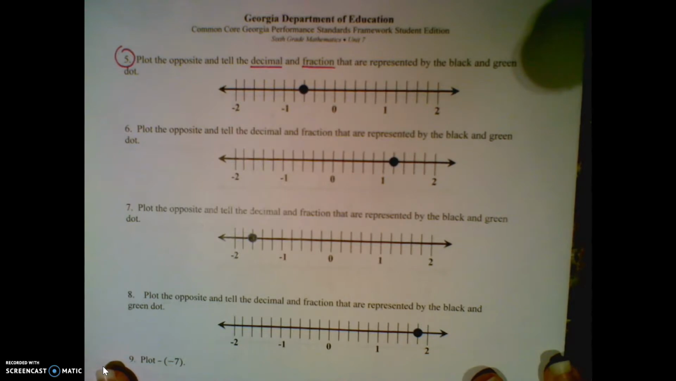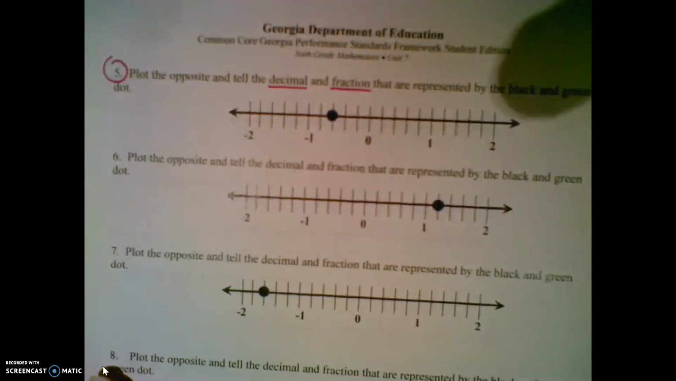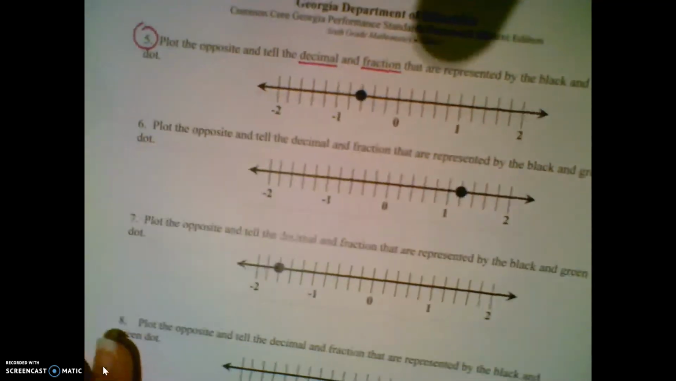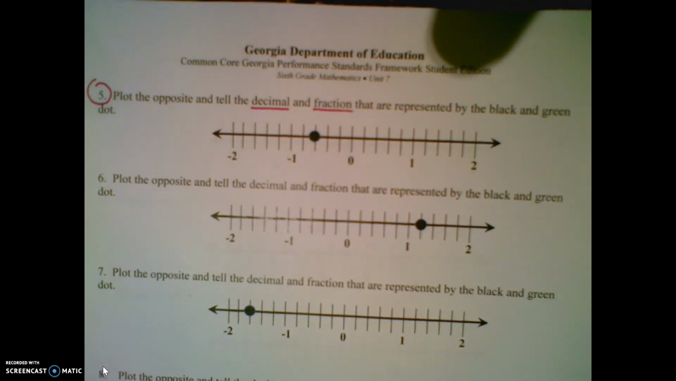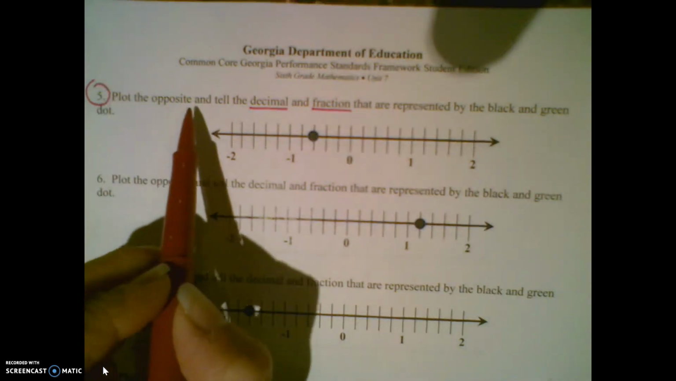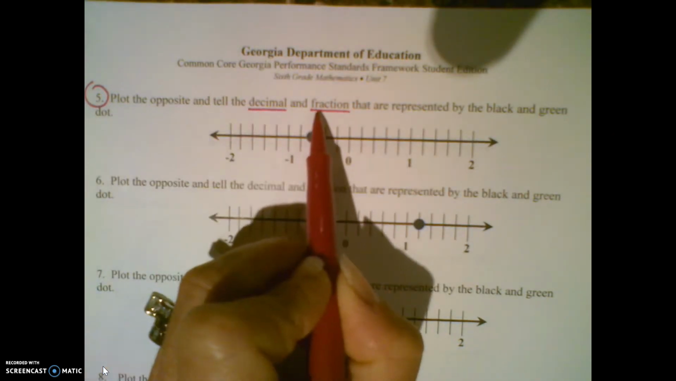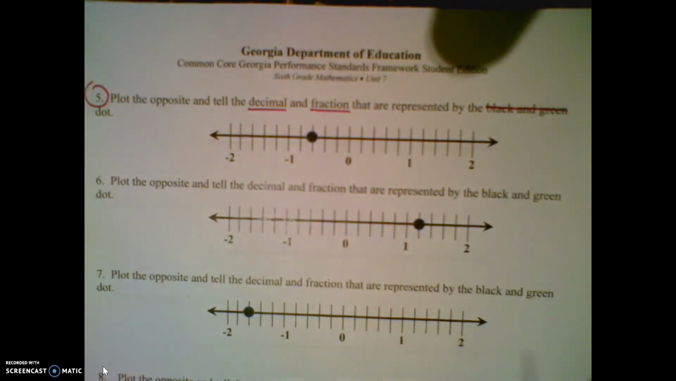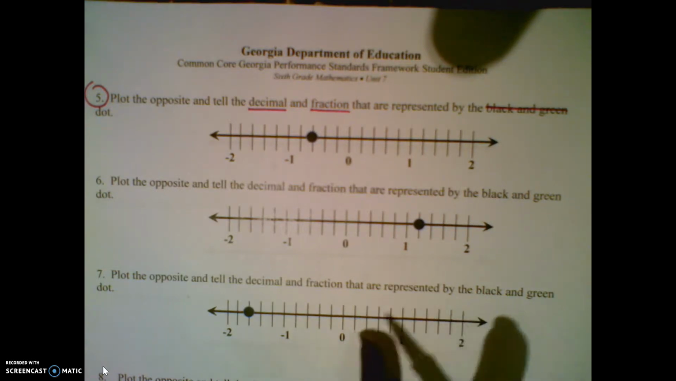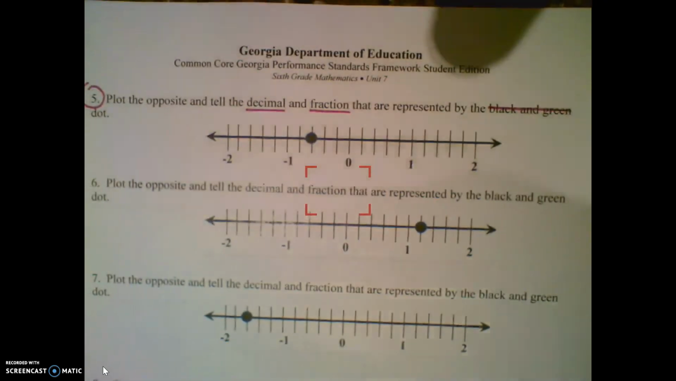The next page, we're going to go over number 5 together. Let me move this a little bit, to make it a little easier to read maybe. Okay, so plot the opposite of the point and tell the decimal and fraction that are represented by just the dot. There's no black and green dot. You can use your pencil as long as you make the dot big enough for me to see it, and we're good.